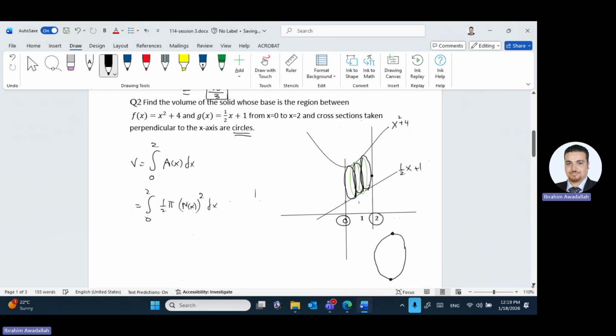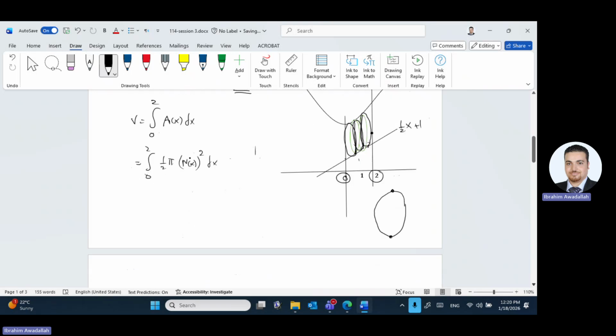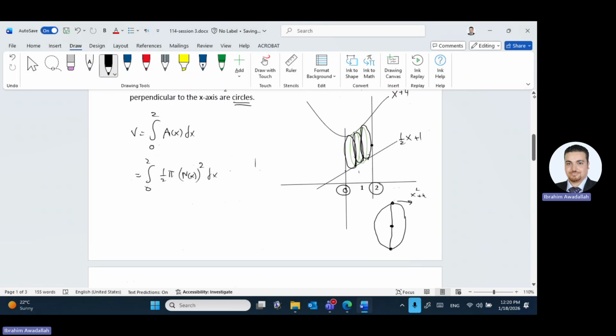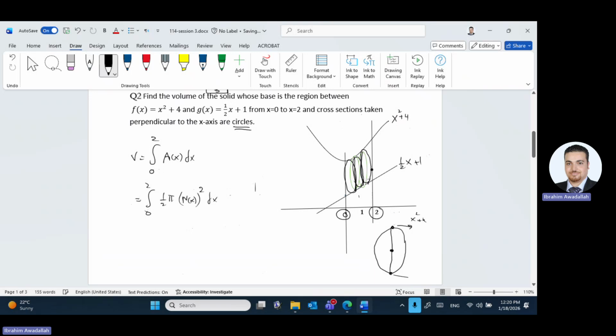The problem is, what's the meaning of radius here? You cannot come directly and say half of x squared, because the radius is in the middle here. This point is on the function x squared plus 4, as you see, and this point is on the function half x plus 1. So in the middle, I can find the midpoint.